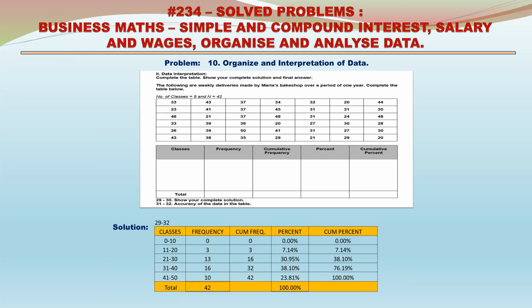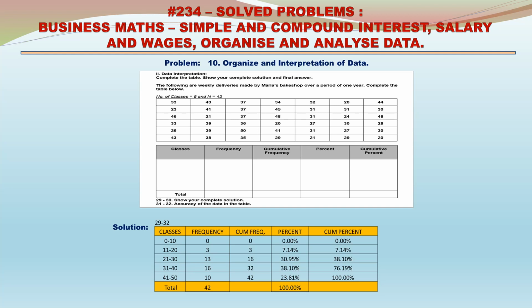Problem 10. Organize an interpretation of data. Complete the table, show your complete solution and final answer. The following are weekly deliveries made by Maria's Bake Shop over a period of 1 year. Complete the table below. Number of classes 5, and n, the number of items, is 42.